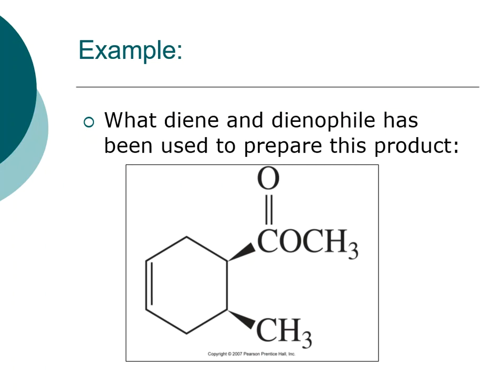All right, so let's take a look at this example problem. It says what diene and dienophile has been used to prepare this product, and they give me this structure. How on earth do I go about figuring out what two compounds come together? Do you want me to show you how hard this is?